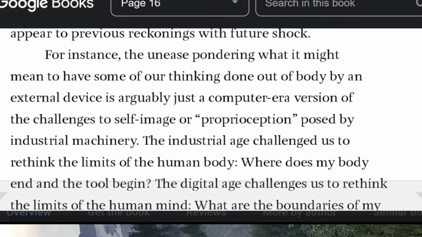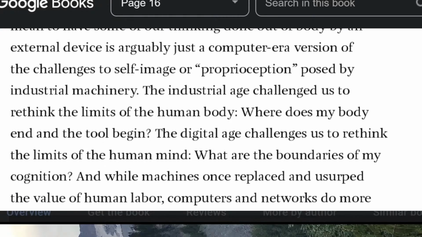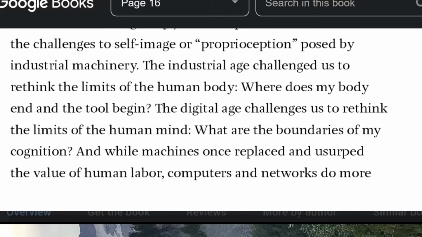For instance, the unease pondering what it might mean to have some of our thinking done out of body by an external device is arguably just a computer era version of the challenges to self-image or proprioception posed by industrial machinery. The industrial age challenged us to rethink the limits of the human body. Where does my body end and the tool begin? The digital age challenges us to rethink the limits of the human mind. What are the boundaries of my cognition?